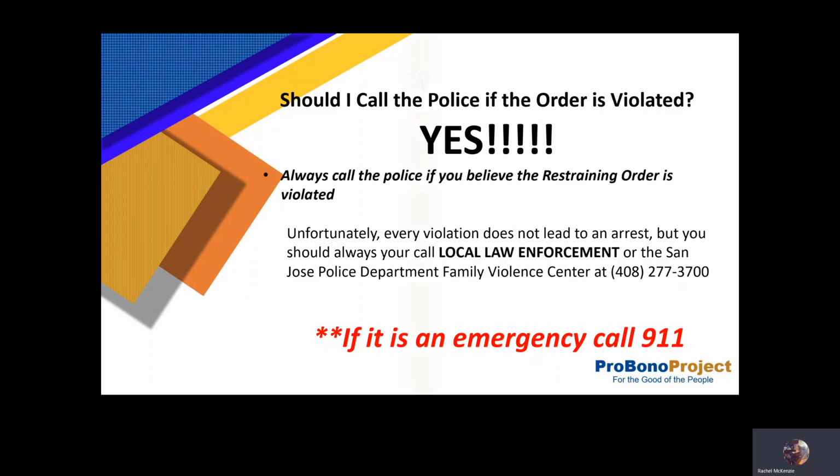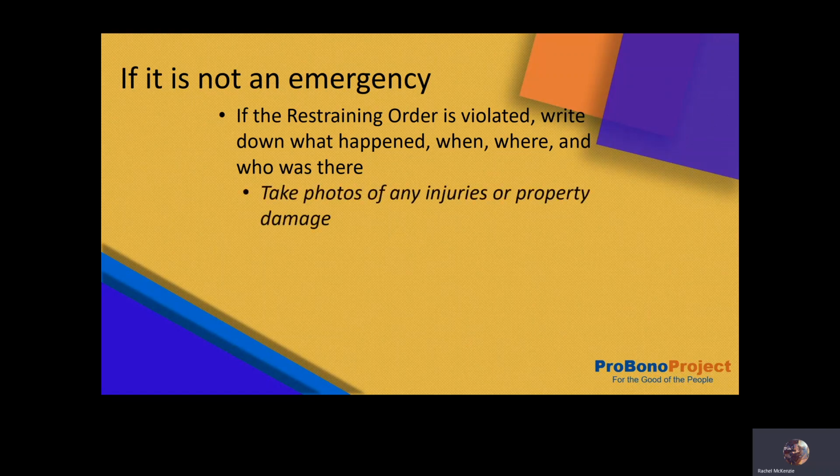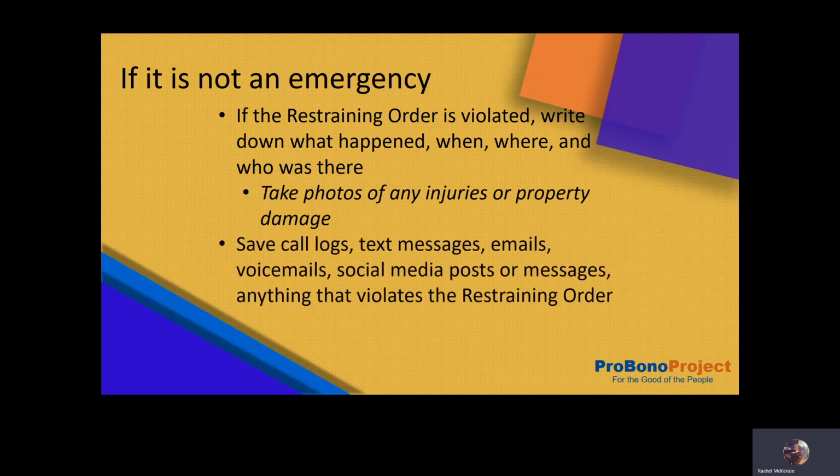What do you do if it's not an emergency? So if the restraining order is violated, you want to write down, keep notes about what happened, when, where, who else was there, and how it was violated. Take photos of any injuries or any property damage, and save any call logs or text messages, emails, voicemails, social media posts or messages, anything that shows the violation of the restraining order. Very, very often it will be via text message or via phone.